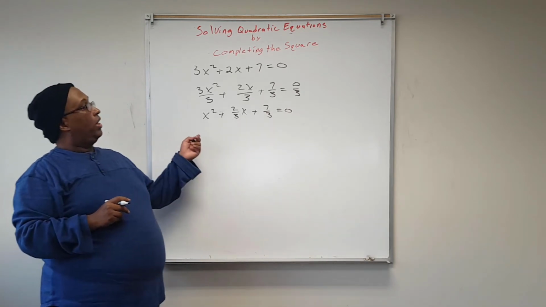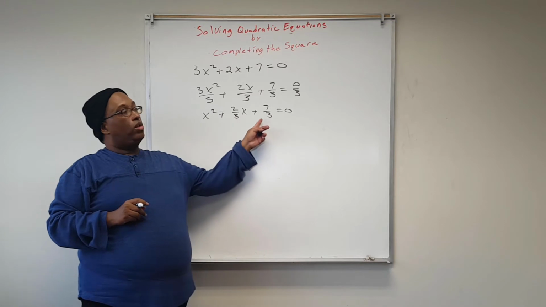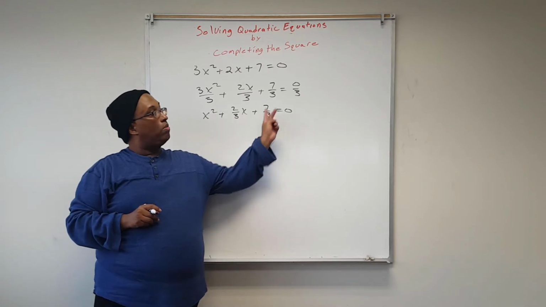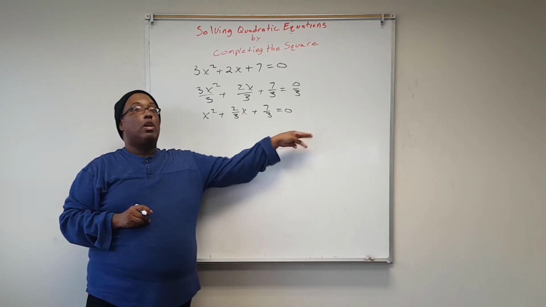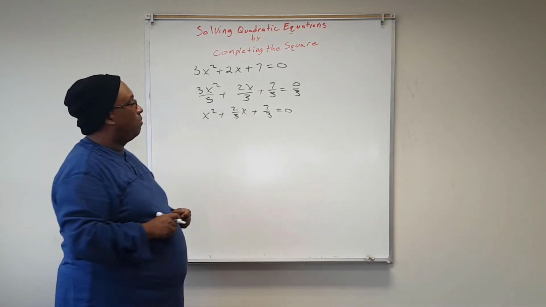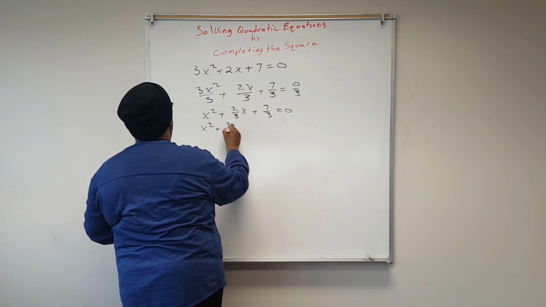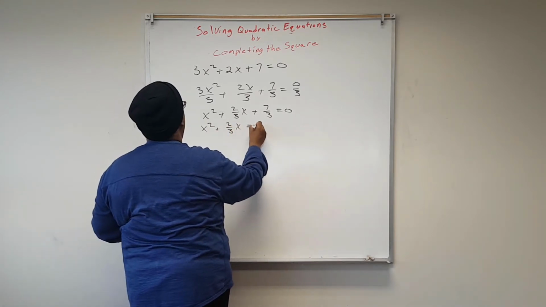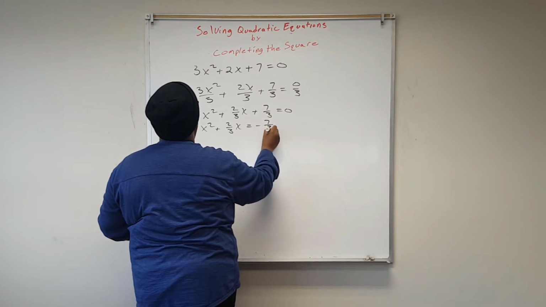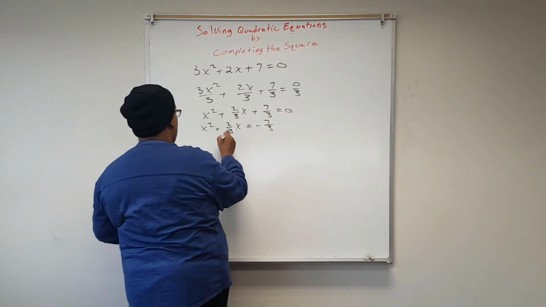Now remember, when we want to complete the square, we need to move the constant term over, so we can find a new constant term by completing the square. So we're going to move that over and say x squared plus 2/3 x equals negative 7/3.